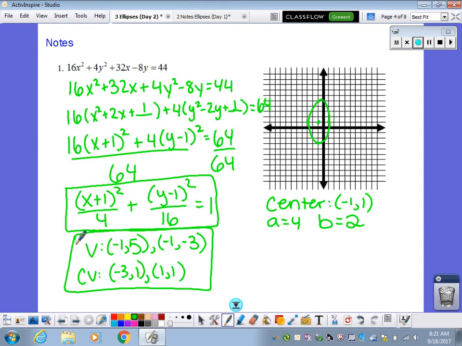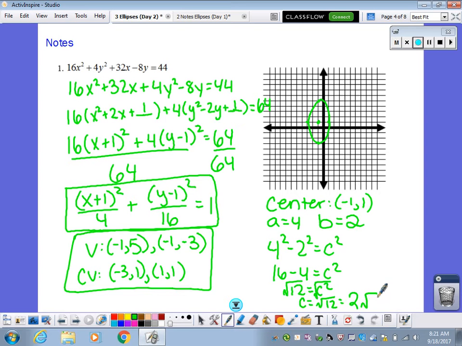Now, to find our foci, we need to find our c value. So our c value is going to be 4 squared minus 2 squared is equal to c squared, which is 16 minus 4 is equal to c squared. We get 12 is equal to c squared, square root both sides, and c is equal to radical 12, which if we simplify that is also 2 radical 3.